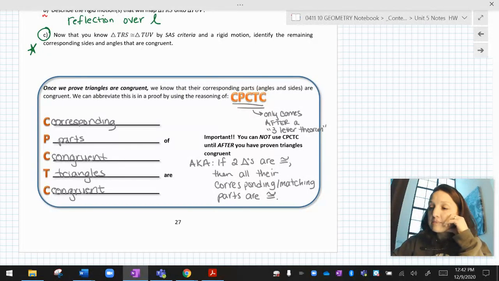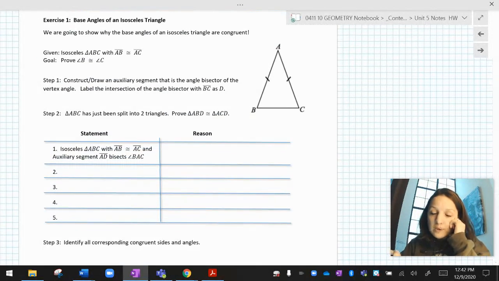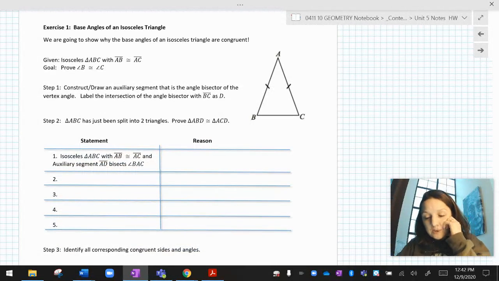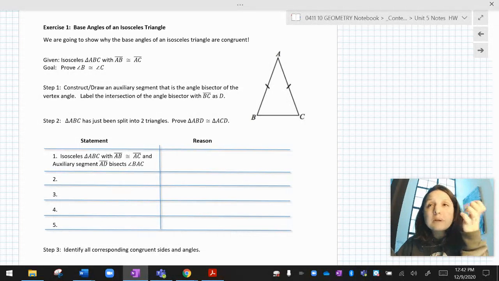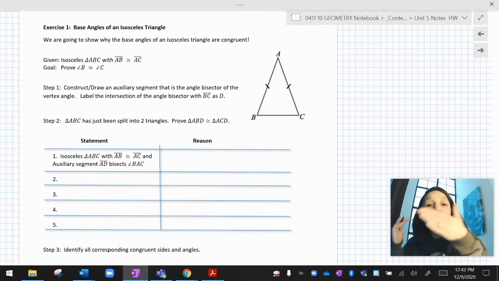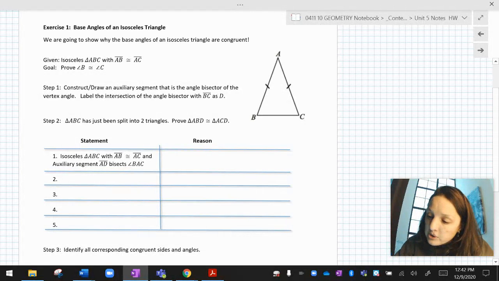So that's CPCTC. If we go to the next one, we're going to talk about isosceles triangles underneath this umbrella of CPCTC. We're going to show why the base angles of an isosceles triangle are congruent. Isosceles triangles are triangles that have two equal sides, and we also said they had two equal angles, but just because we said so. Now let's prove that equal sides create those equal angles. So what we're going to do is take this isosceles triangle and drop this angle bisector down, and I want to call this AD.